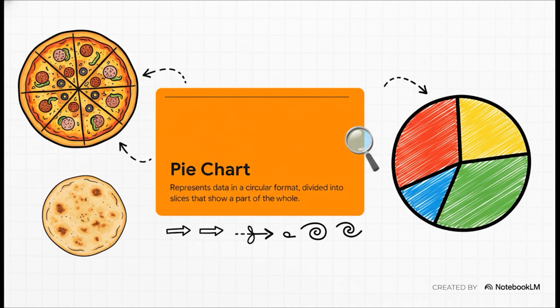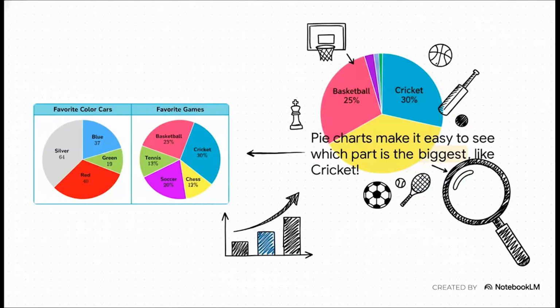You can think of it just like a pizza or a big chapati. The whole circle is all of our data, and each slice shows you a part or a percentage of the whole thing. So looking at this game's chart, you can easily spot that the biggest slice belongs to cricket, right? Pie charts are perfect for showing how a whole group is divided up. All the slices together make up 100% of the people we asked.